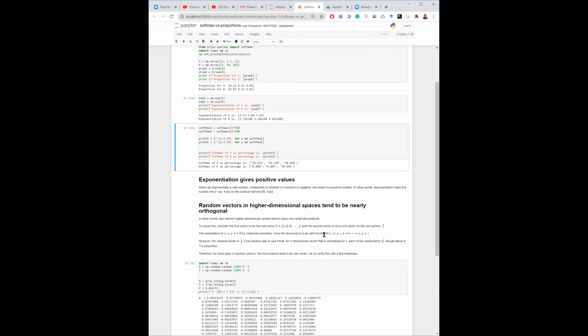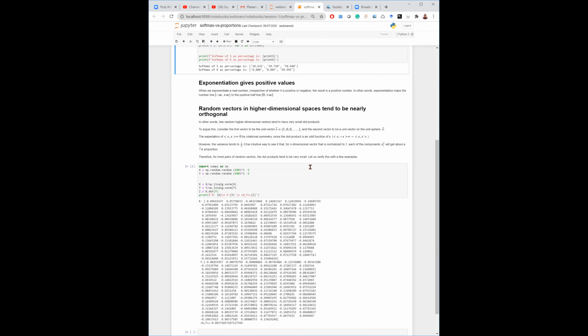It does it in two steps. First it exponentiates the numbers so that you always have positive values, and also exponentiation exaggerates the big value. And then in the second phase, you just take proportion to make it into a probability between 0 and 1. Right? And so there we go.